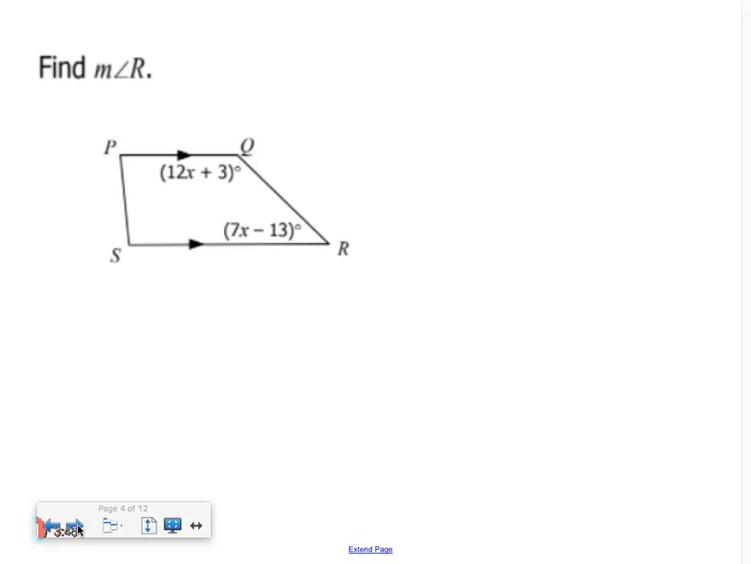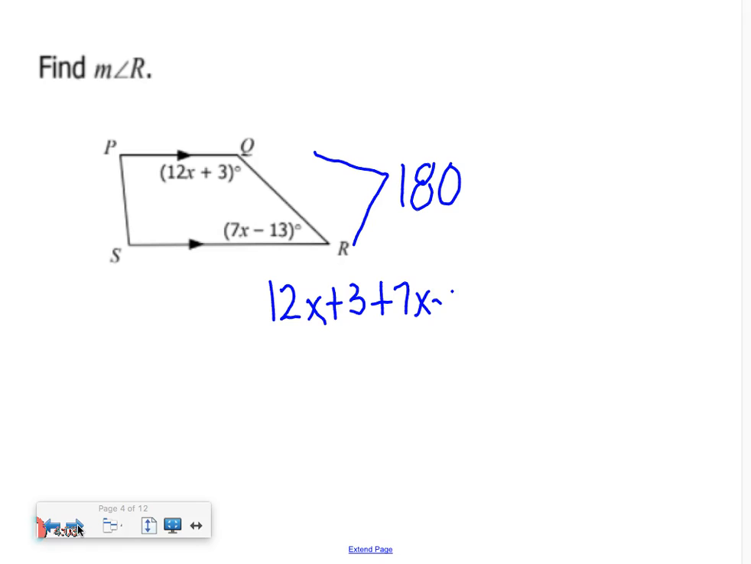Okay, who has a plan to find the measure of angle R? 12x plus 3 plus 7x minus 13 equals 180. Yep, these two expressions have to add to 180. You guys start solving. I'm going to walk around with calculators quick.